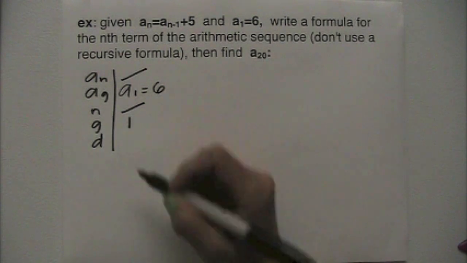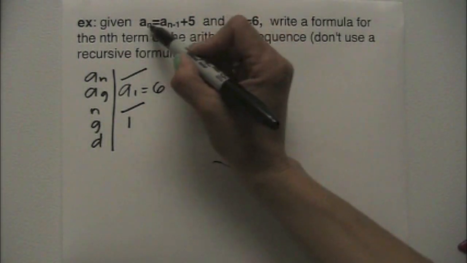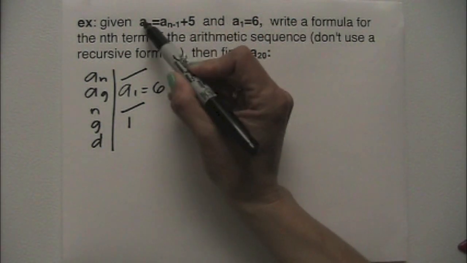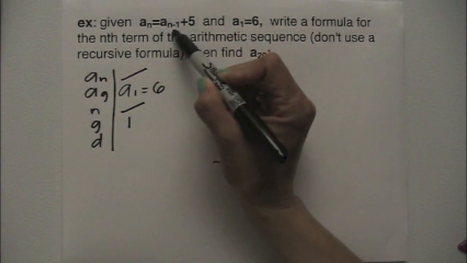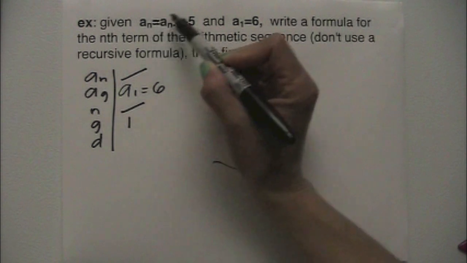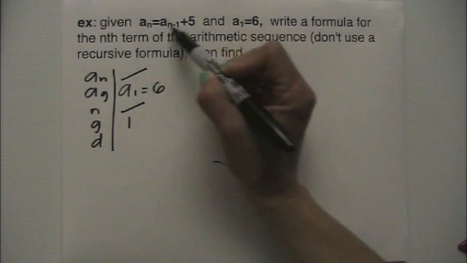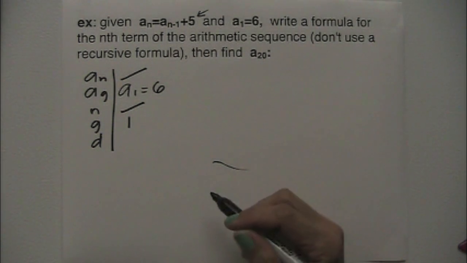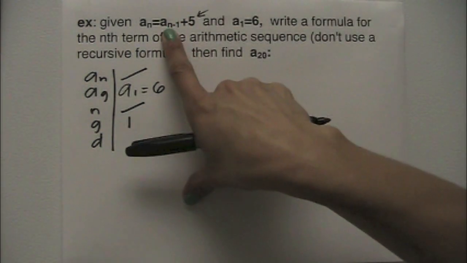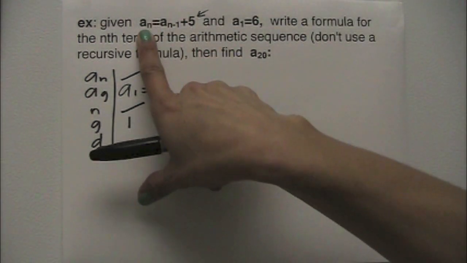Therefore, g is 1. And if we go back and read this notation, it's saying a sub n is equal to a sub n minus 1, which is essentially the term before this one. And then you're adding 5. So just by looking at this right here, it's telling you what your common difference is. You're taking a preceding term, adding 5, and getting the next term.